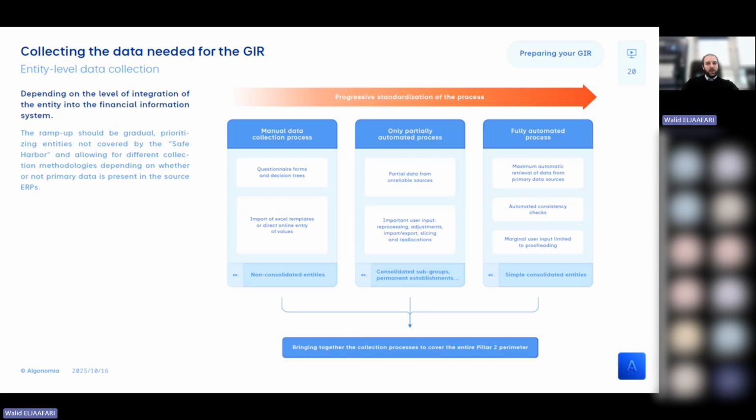Of course, this is focused on very large perimeters where you have, I don't know, several hundred entities that are in the consolidation tools and others that have to be collected manually. But it also applies to groups that would not have the right quality of data directly in their consolidation tool. And for them, you can just, if you need to, create a manual data collection process.